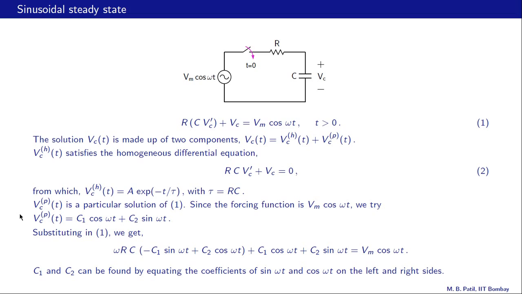Let us now look at the second part, the particular solution. Since the forcing function is Vm cos omega t, we can try Vc^p(t) equal to C1 cos omega t plus C2 sin omega t as a candidate solution. And when we substitute this in equation 1, we get this equation here. The constants C1 and C2 can be found by equating the coefficients of sin omega t and cos omega t on the left and right sides.